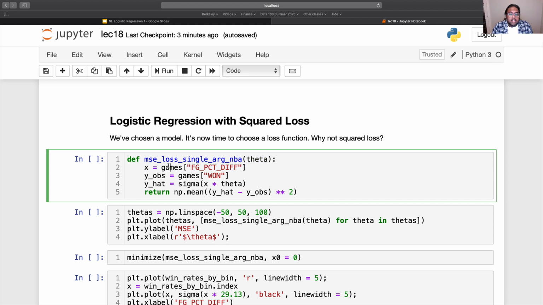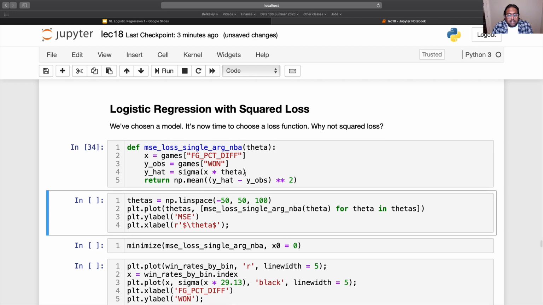So here I'm saying X is my list of field goal percentage differences. My observed Y values come from the one column of the games data frame, and my predicted probabilities are the result of multiplying X with theta and passing that through the logistic or sigma function. And again, here X and theta are just single numbers, but more generally they can both be vectors. I then return the mean squared error of this choice. And the reason I have written it in this particular way is so that I can use it with SciPy's optimize.minimize function, which you may have explored in a lab.